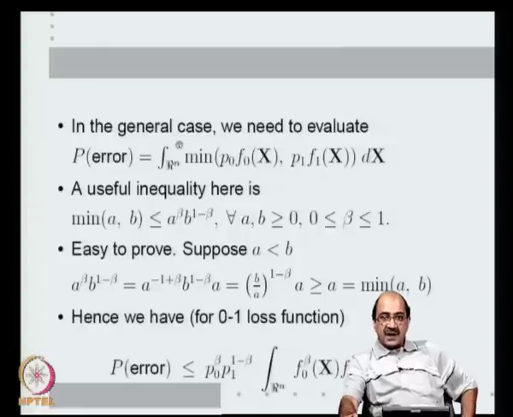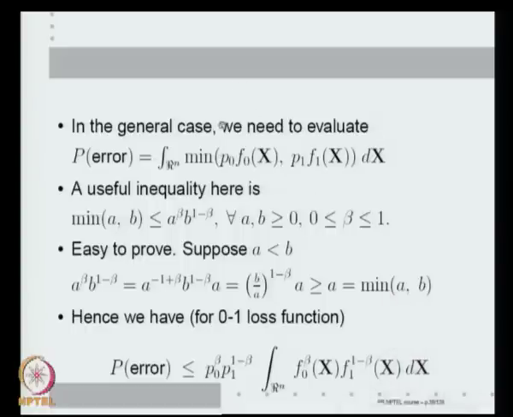So, I can bound this min by this to the power beta and this to the power 1 minus beta. That becomes P0 to the power beta, P1 to the power 1 minus beta, times the integral of f0 to the power beta and f1 to the power 1 minus beta. This is a slightly easier integral to evaluate than this, because I do not have the min inside. It is the normal density raised to some fractional power. Even then, it is a difficult integral to evaluate.